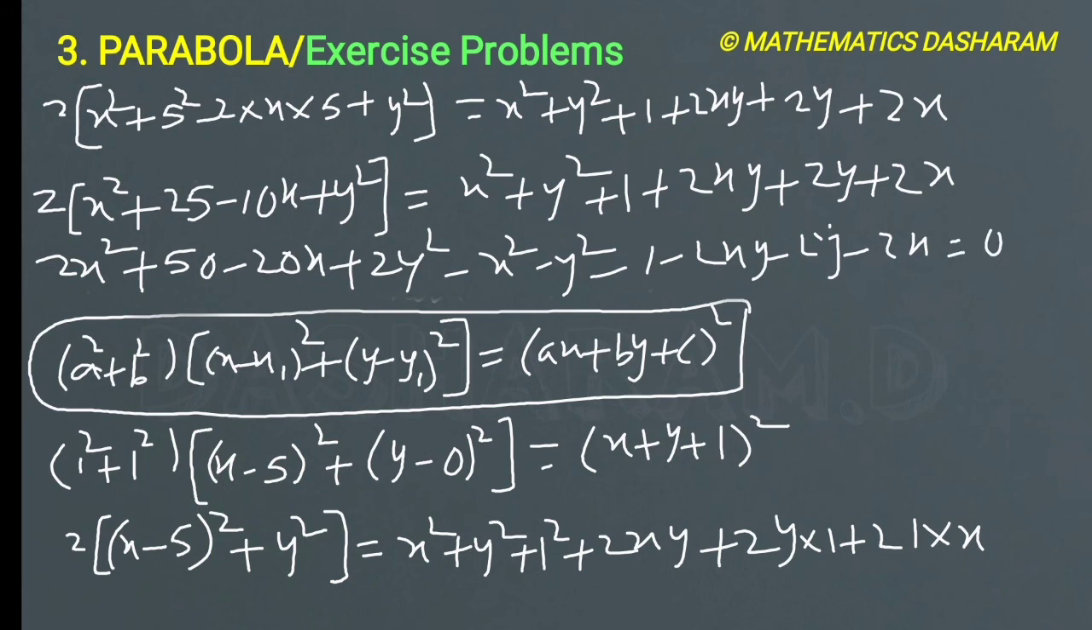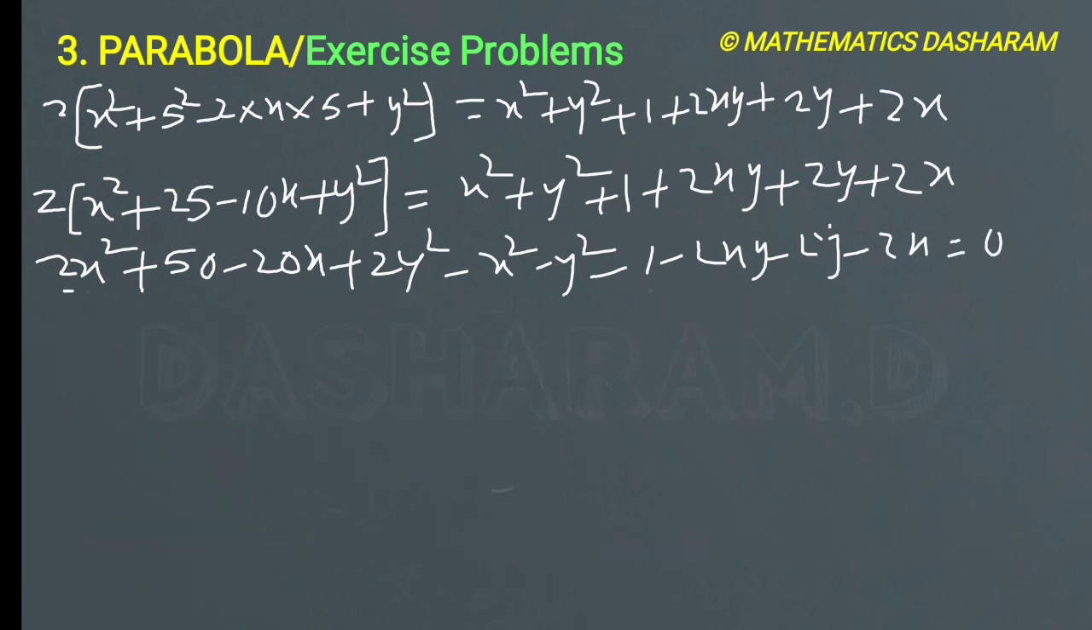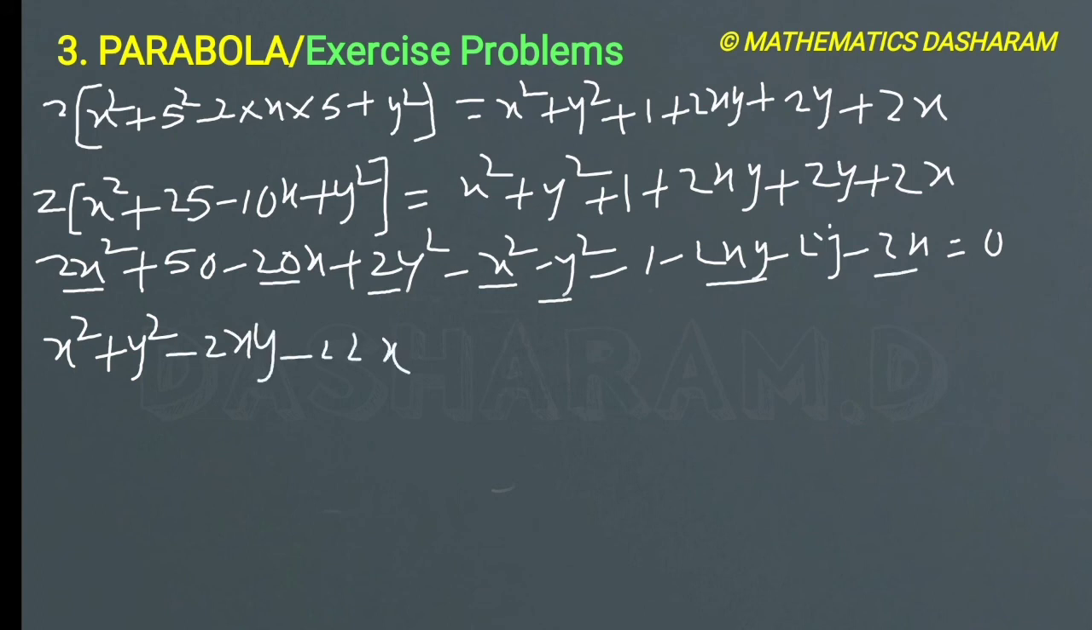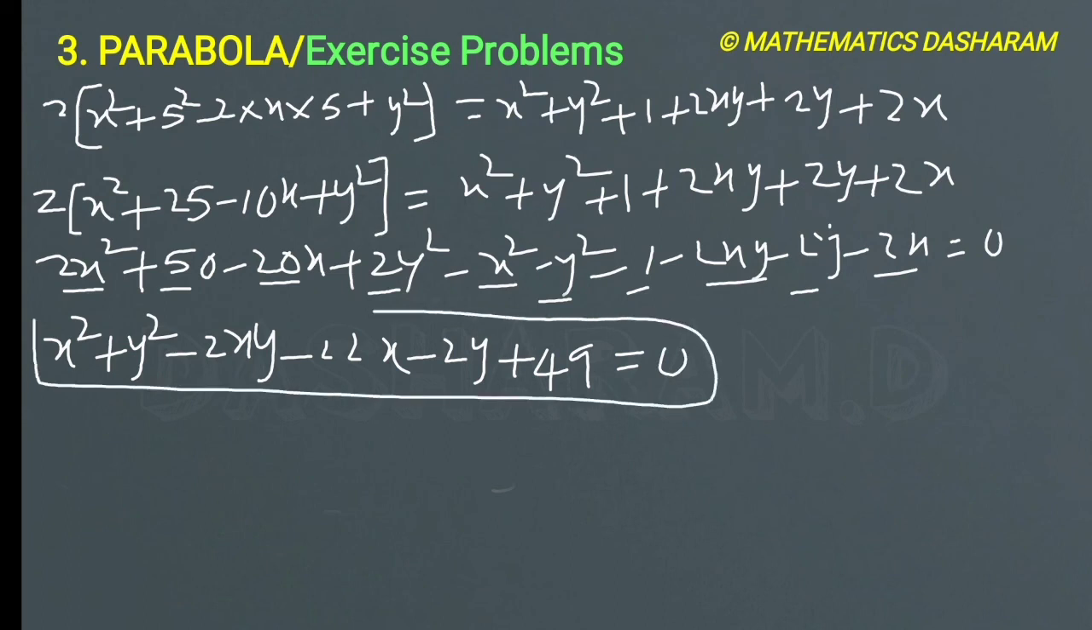2x squared minus x squared is x squared, 2y squared minus y squared is plus y squared. Here minus 2xy, minus 20x minus 2x is minus 22x, next minus 2y, 50 minus 1 is 49, so plus 49 equals 0. So this is our required equation of the parabola.